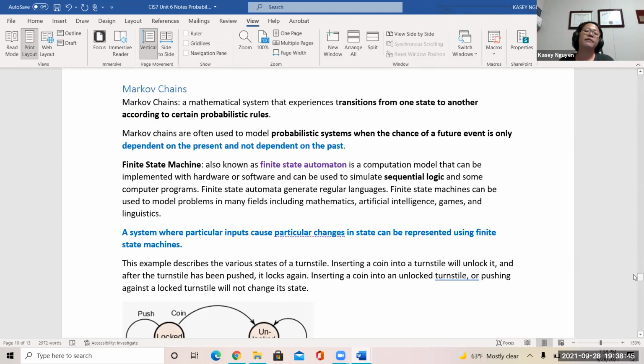So for Markov, I included some tutorial videos on this too. You can also find a lot of resources online. A Markov chain is a mathematical system that provides you with transitions from one state to another state according to probability. It's used to model probabilistic systems and to determine how likely an event is to occur based on what's present, but not depending on the past.